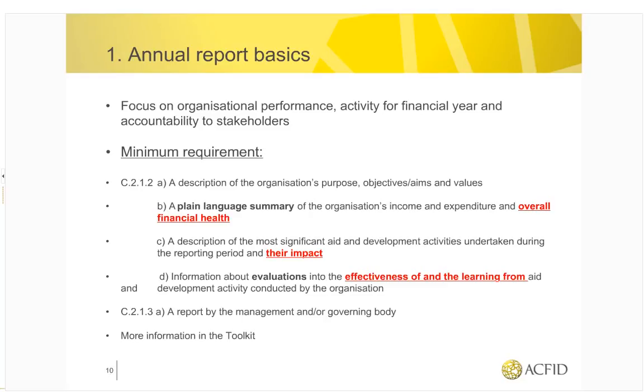The second element there, number B, is a plain language summary of your income and expenditure and overall financial health over the year. As I mentioned before, this is an area that more often than not is missing from annual reports. And essentially, it's about putting what's in your financial statements into words or into charts, or however you might want to present it. But it's really giving the story about your financial performance and health in a way that's not through the financial accounts, but it's telling the same story.